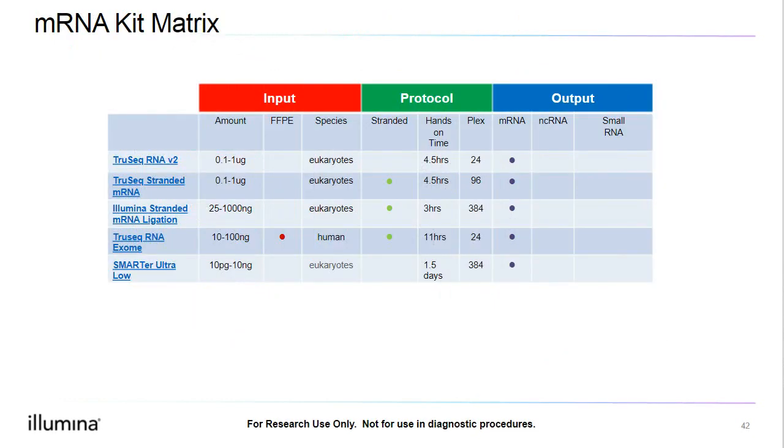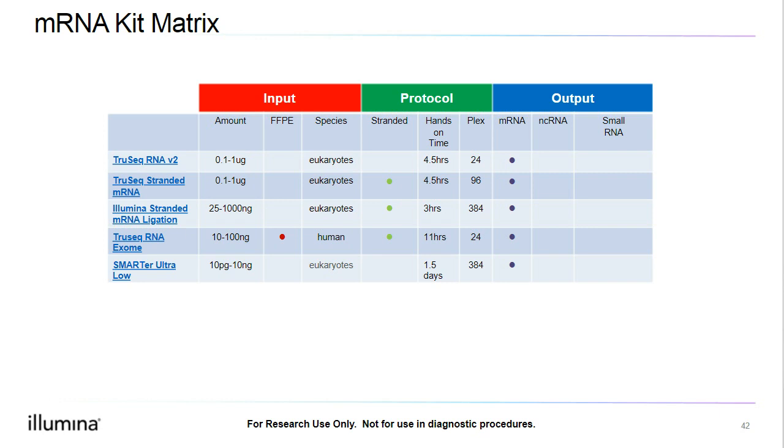In this matrix, we've compiled key features that are different between the mRNA kits that we just discussed. This can be a good reference when you're planning your project. For instance, if strand information is important to you, you may want to consider our stranded mRNA kit. If you have FFPE material, you may consider the TruSeq RNA exome kit. If you only have 50 picograms of input, you will need to use the SMARTer ultra-low kit with our Nextera XT workflow.